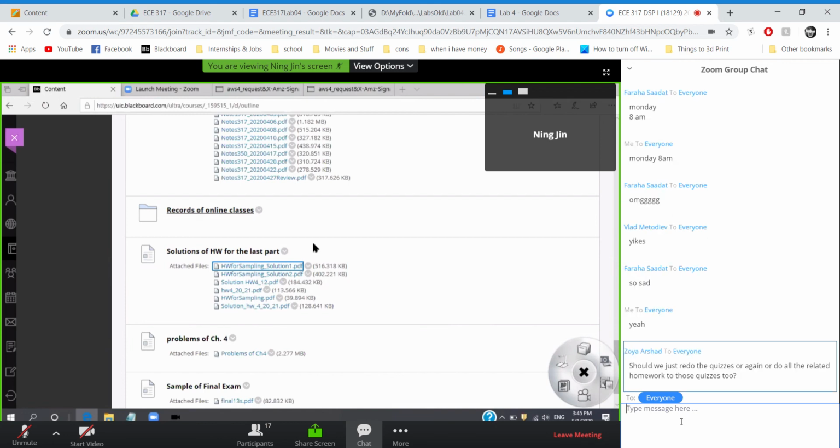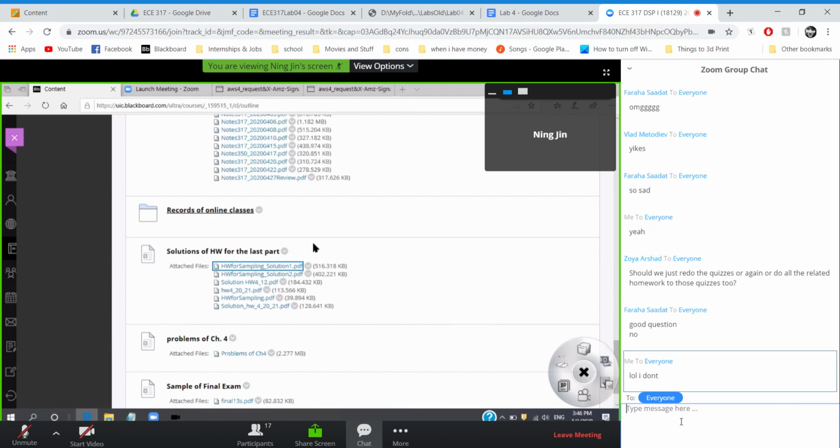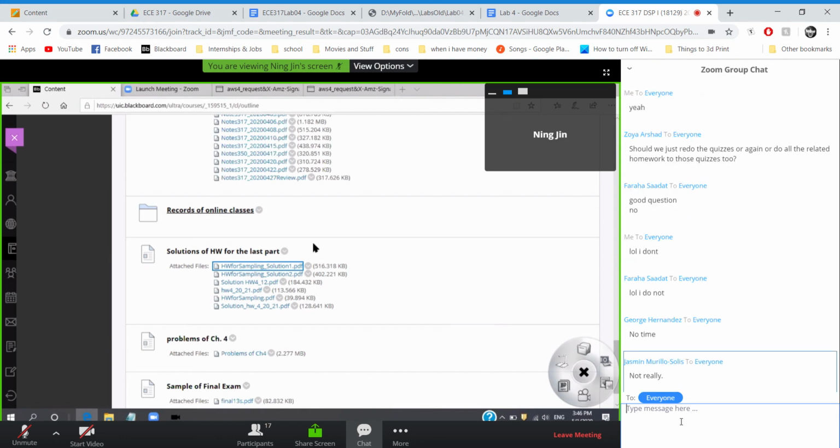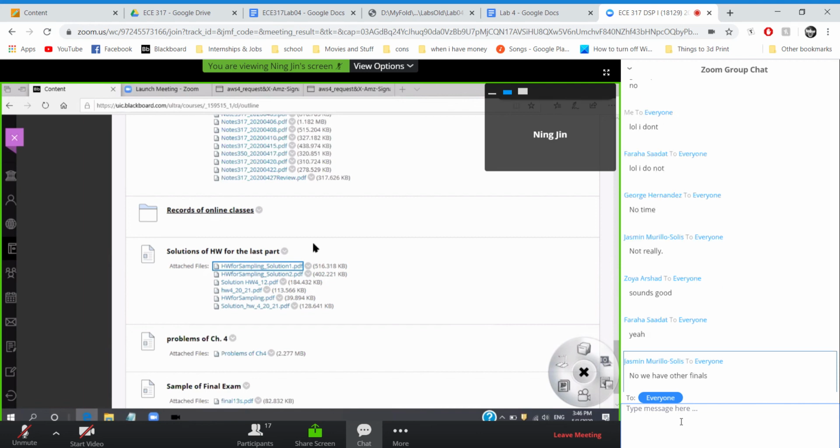Should we just redo the quizzes, or do all the related homeworks to those quizzes too? Well, according to the time, do you have time for all the homework problems? If you ask me, I think you can only finish all the quiz problems, the whole midterm problems, and the last part. You only have 2 days, right? If you want to finish all the problems, then you need a lot of time. If you have it, you can do more. But if you don't, then just try the quiz and exam problems.